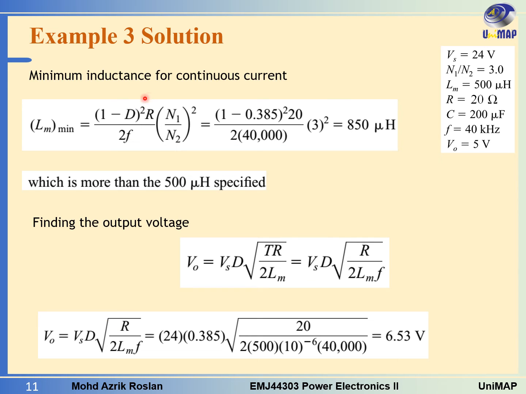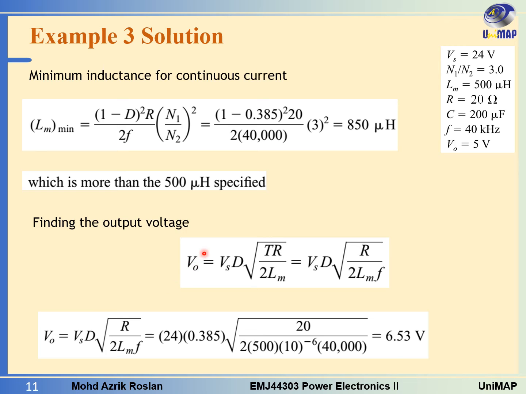The other way to verify whether our circuit is working in CCM or DCM is to look at the value for Lm minimum. This is the equation for Lm min, and when you calculate it, you will get 850 microhenry. This is the minimum to ensure that your circuit is operating in CCM, but you are using 500 microhenry here. So by having this information, we know that our circuit is operating in DCM, because this value is lower than this value.